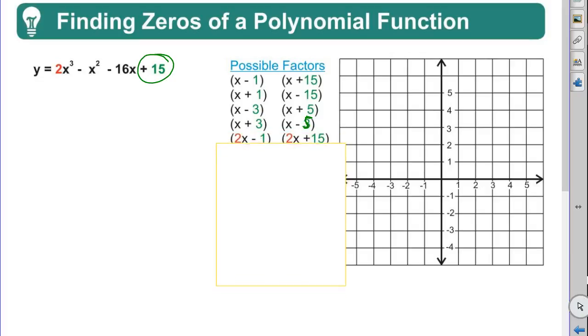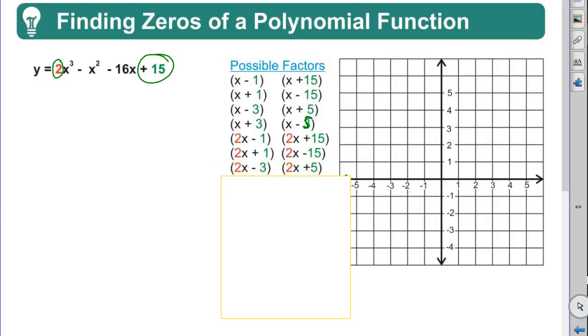Okay, but then also I have that front coefficient of 2. So that front coefficient gives me possibilities: 2x minus 1, 2x plus 15, 2x plus 1, 2x minus 15, 2x minus 3, 2x plus 5, 2x plus 3, 2x minus 5. All of these are possible factors. So how do I find a factor that divides in? I have to use the remainder theorem.